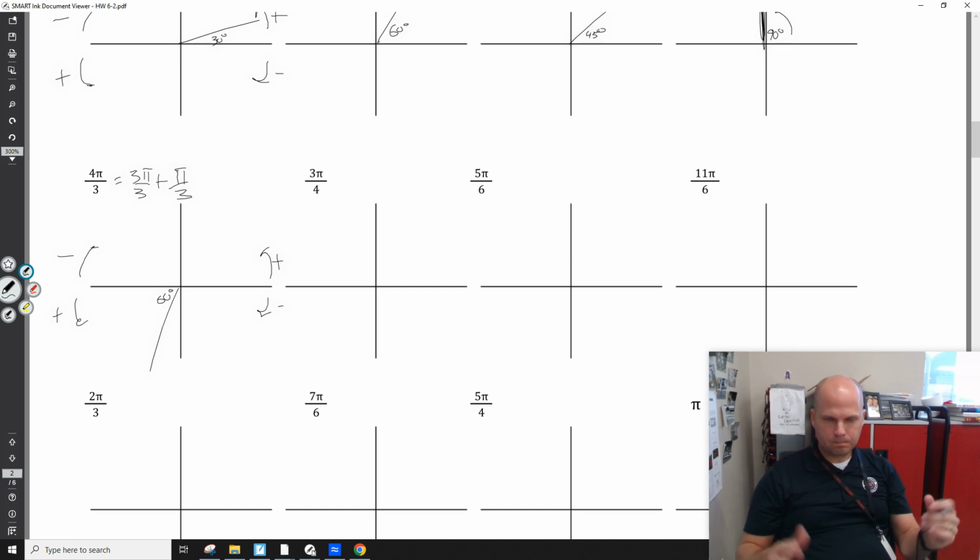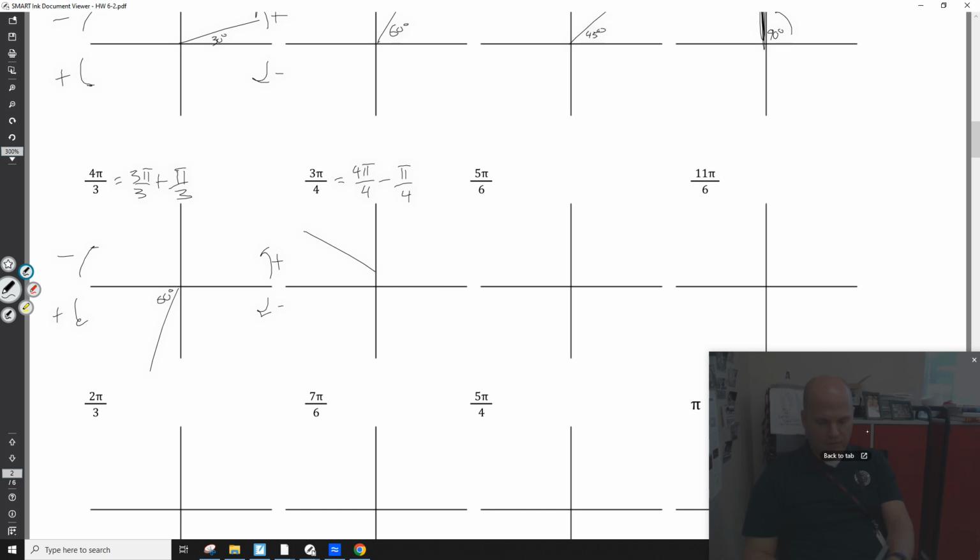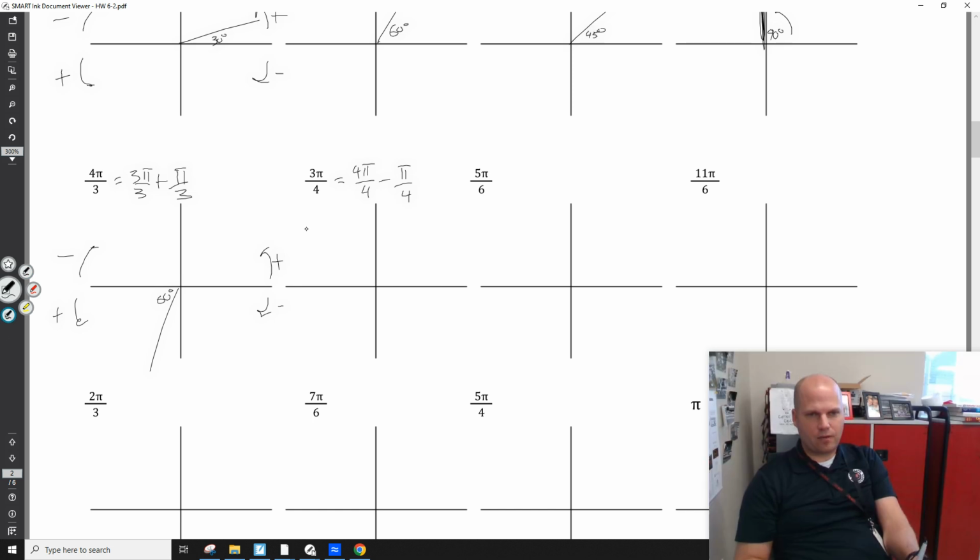3 pi over 4, I'll start with 4 pi over 4 and subtract a pi over 4. I will start with pi, which is 4 pi over 4, and subtract a pi over 4. I'm 45 degrees away from the x-axis. And I'm located here in the second quadrant, my terminal ray. So this would be the radian measurement, 3 pi over 4 radians.